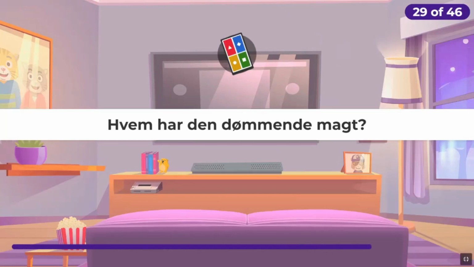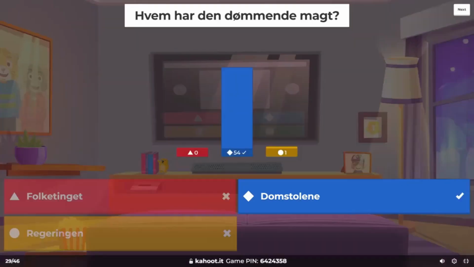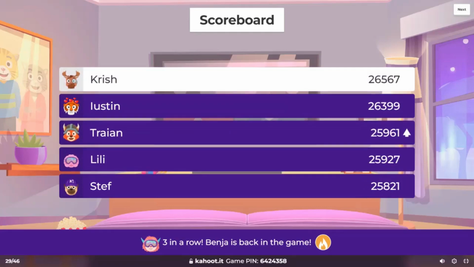You've seen this before. Wow, almost perfect. I was hoping to give an explosion, but that didn't happen. Okay, so Trayan is back on the move now at number 3 on the podium. Lily fell to number 4. Benjer is back in the game with 3 in a row. Oh my! He's on fire! Next one.